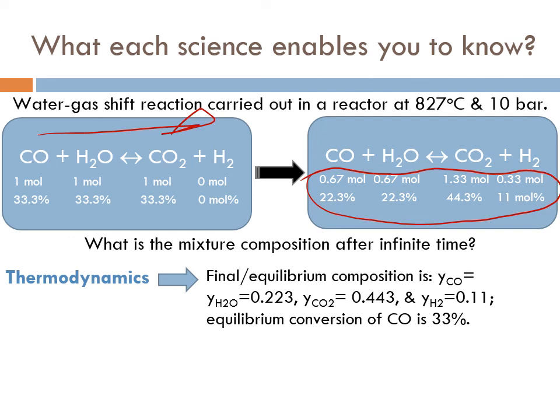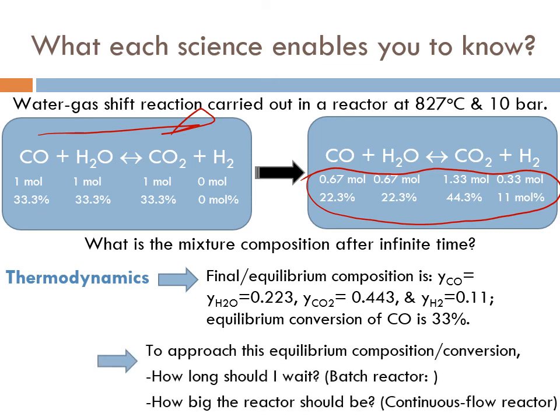Or if we have a continuous flow system, meaning I'm continuously feeding 1 mole per second of CO, 1 mole per second of H2O, and 1 mole per second of CO2 into the reactor, then how long should the reactor be, how big should the reactor be, so that at the exit I'll have the equilibrium composition, or I'll have reached the equilibrium conversion. How big should the equipment be? So to approach this equilibrium composition or conversion, how long should I wait if we have a batch reactor, or how big should the reactor be if we have a continuous flow reactor? How can I calculate this?